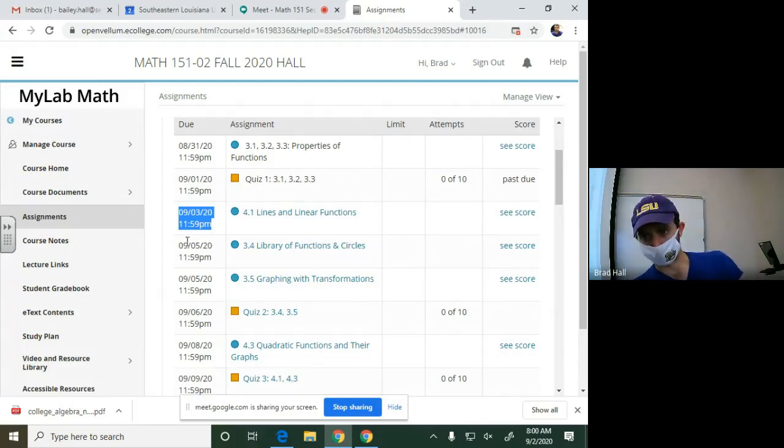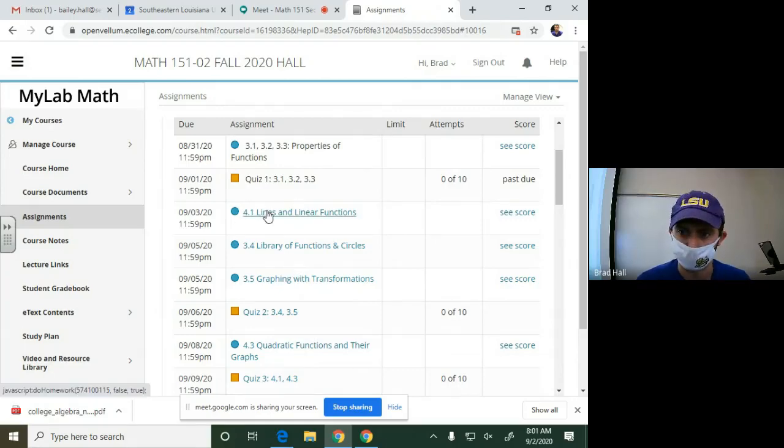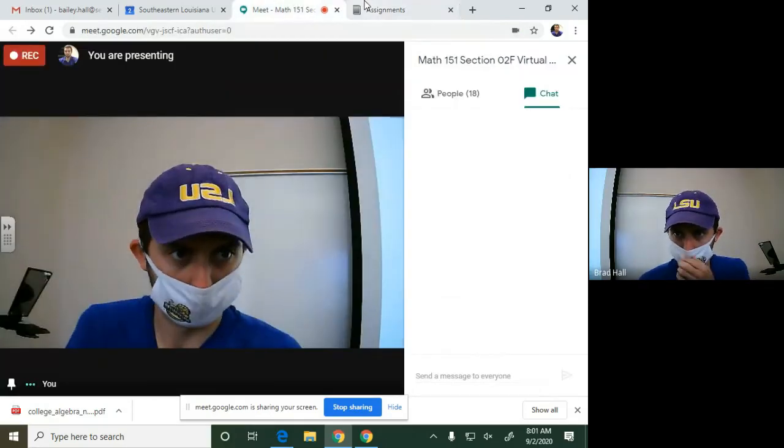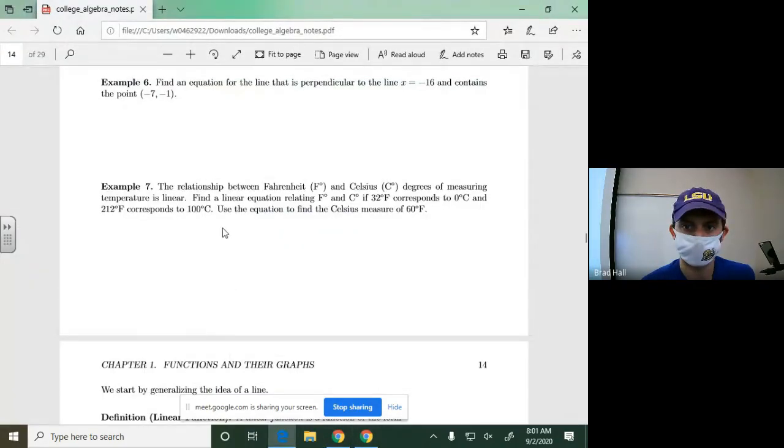And then we'll be going through this section 3.4. You might notice that there's two sections due, both of them due on the 5th. This section 3.4 is incredibly easy, and I'll explain why. And then 3.5 will be a little bit more engaged. So let's go ahead and finish 4.1 for now and get started.